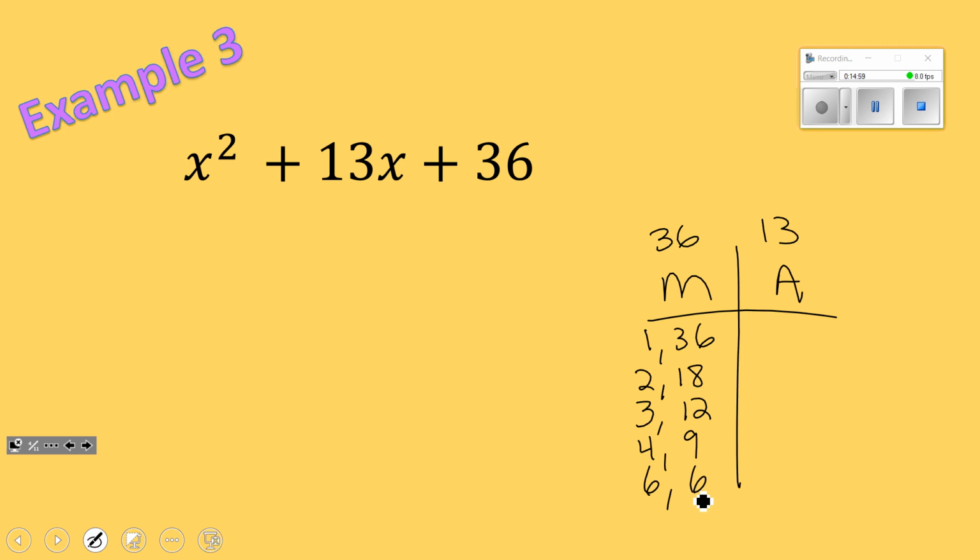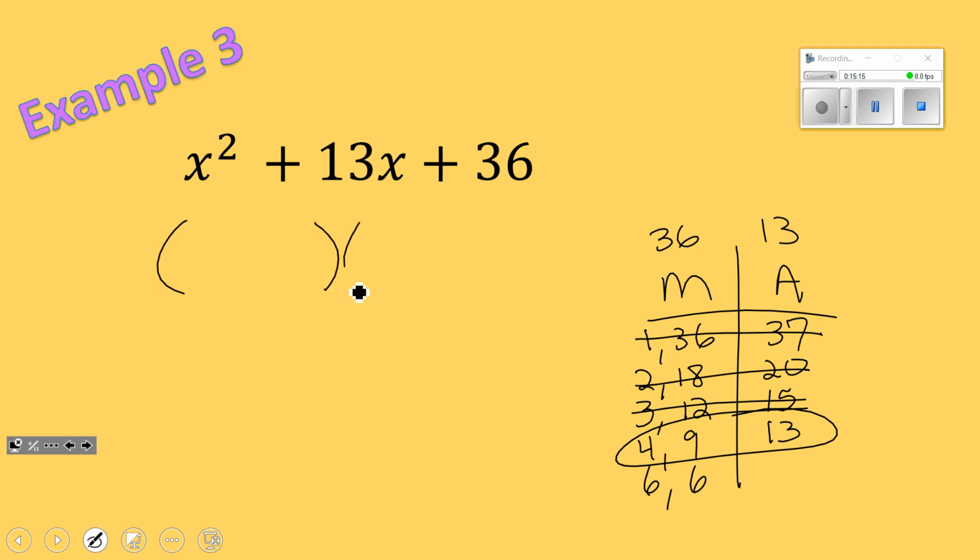So then we just add them, and we find which one gives us 13. So this will be 37. No. That would be 20. No. That would be 15. No. Ooh, winner, winner, chicken dinner. So then, this breaks into two binomials. So x times x, and then we're just going to put in plus 4 plus 9. Okay? Any questions on that?